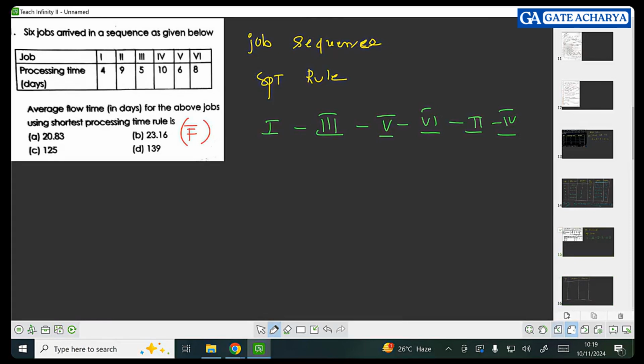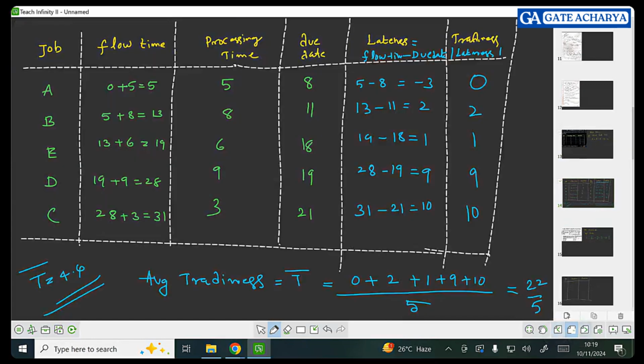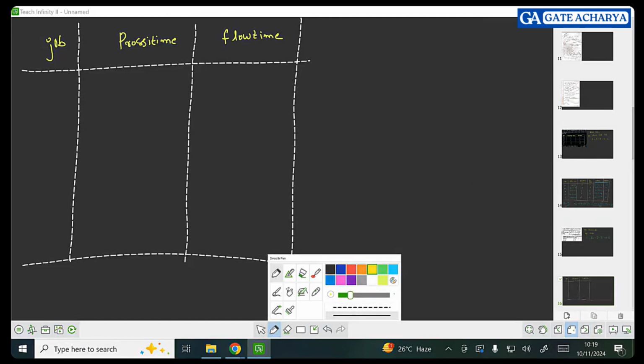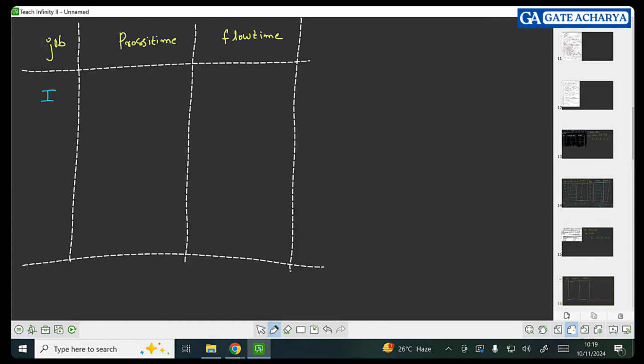Now 1, 3, 5, 6, 2, 4. This is the job sequence you are supposed to follow. Clear, everybody? The first step is finding the job sequence based on your processing time. That means based on the SPT rule, you need to find the job sequence. Alright, next.